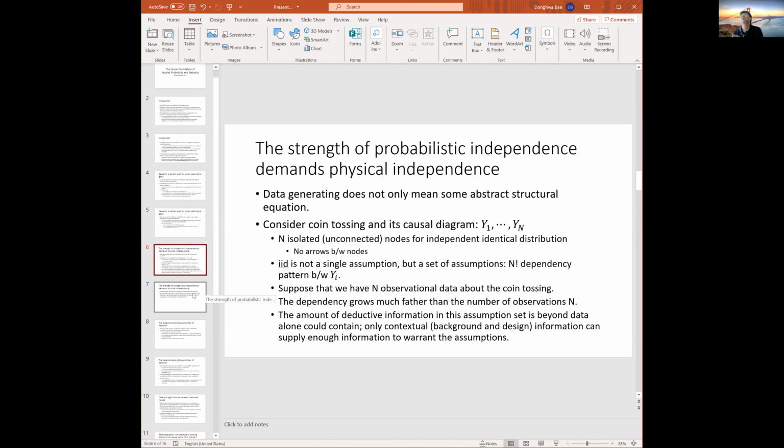And to ensure that these examples satisfy the IID assumption, we need something beyond the observation. We need some kind of causal component to ensure that this observation comes from something like a randomized trial.